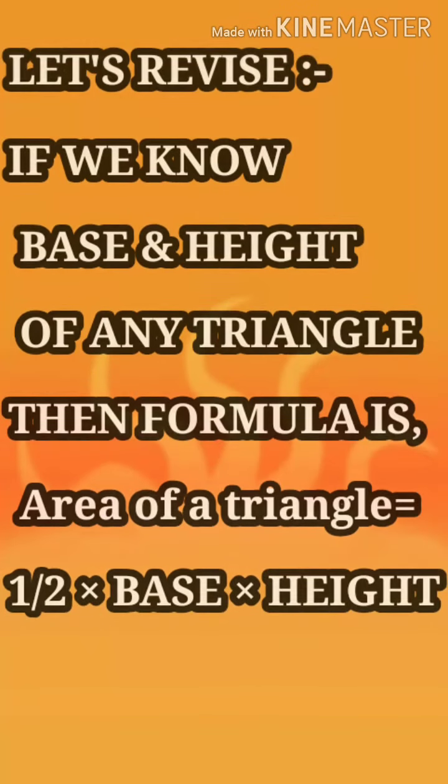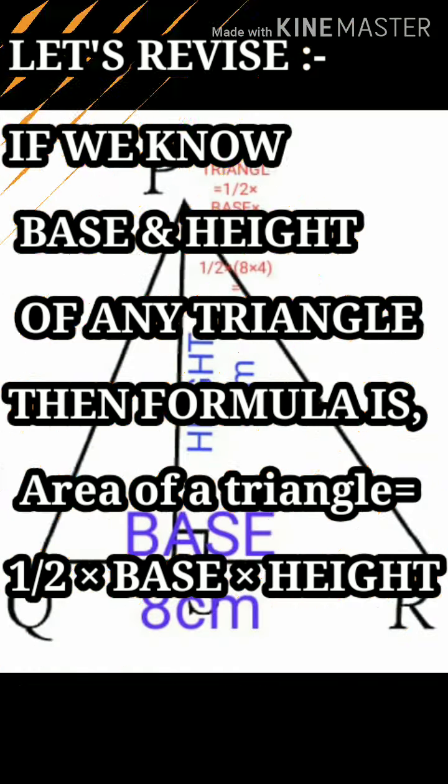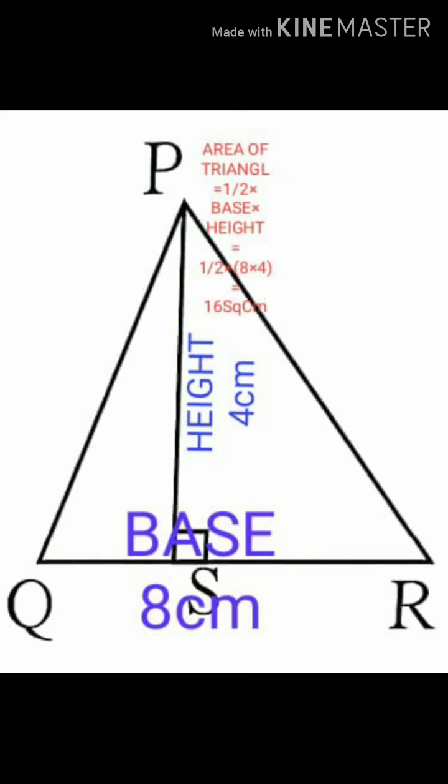Also we have to revise that if we know base and height of any triangle, then the formula for area of a triangle is 1/2 multiplied by base multiplied by height. This basic formula we learned already in previous standard. So if you observe the triangle, its base is given 8 centimeter, height is 4 centimeter. So area of this triangle PQR is equal to half into base into height, means it is 18 square centimeter.